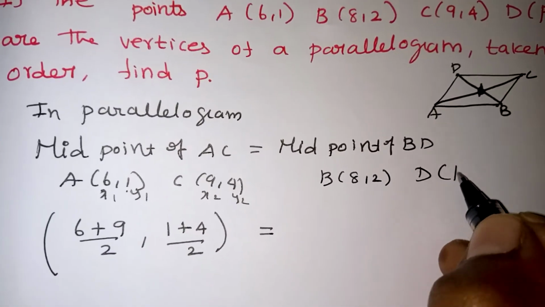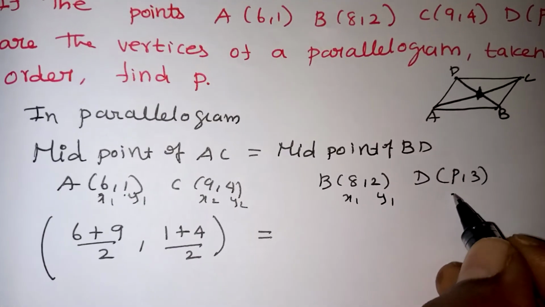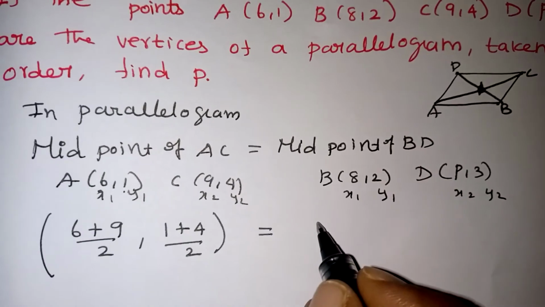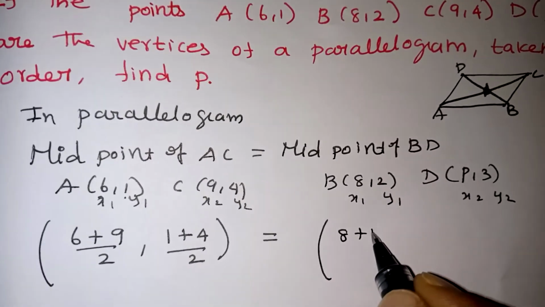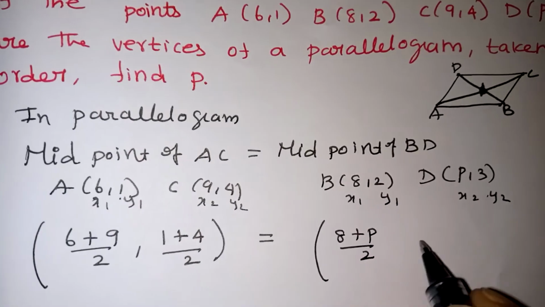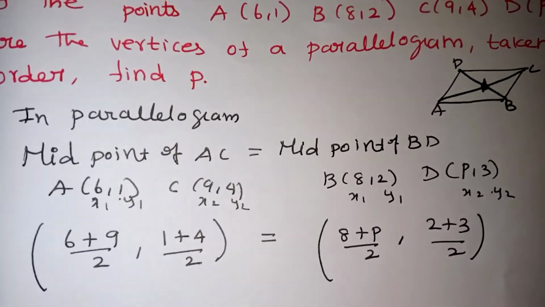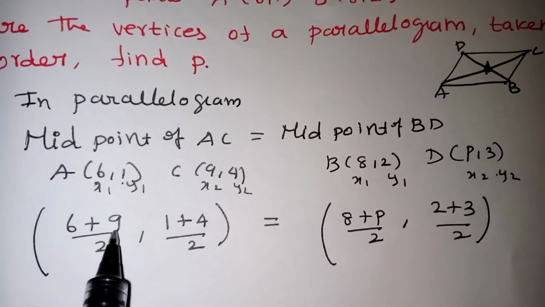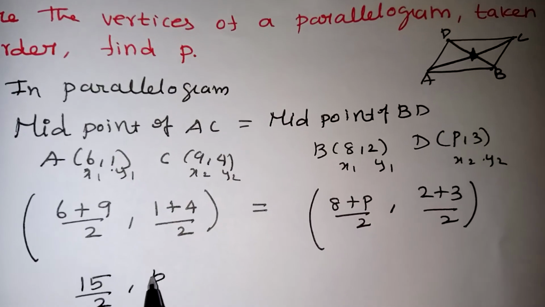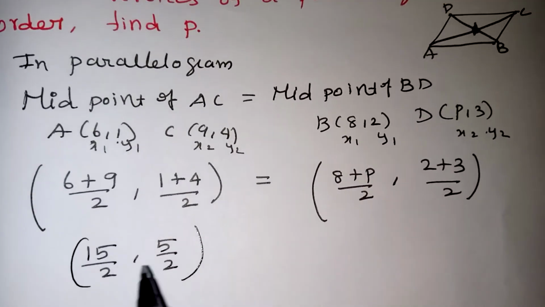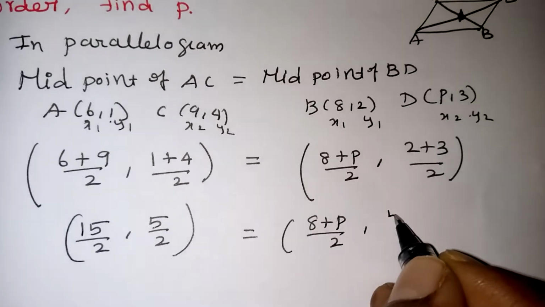The D point is given as P, 3. So this is your X1, Y1. This is your X2, Y2. Let's apply the midpoint formula. X1 plus X2 by 2, that is 8 plus P by 2. Y1 plus Y2 by 2, 2 plus 3 by 2 we can write. Now do the simplification. 9 plus 6 will give you 15 by 2, 5 by 2, which is equal to 8 plus P by 2, 5 by 2.